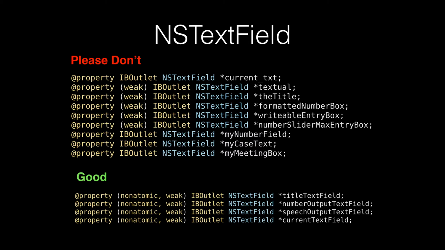Note that on Interface Builder there is the label control. So if you are using a label control, which is actually just kind of a read-only text field, you'll see that the type of the control is actually an NSTextField, but you could go ahead and end that with label. So instead of title text field, you could just call that title label.